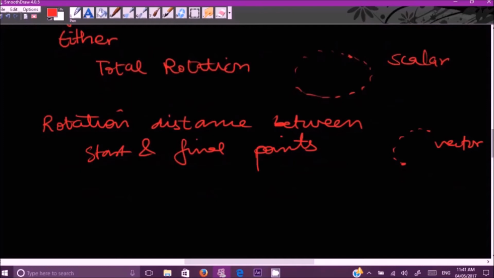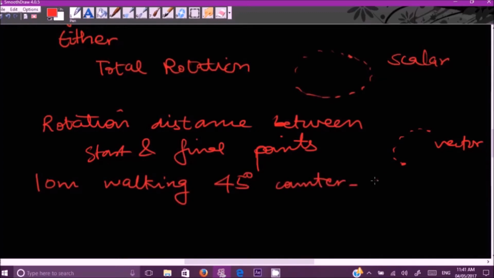For example, 10 meters walking, 45 degrees counterclockwise from south. Now this is a vector.